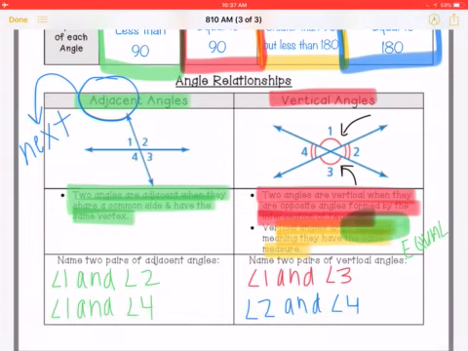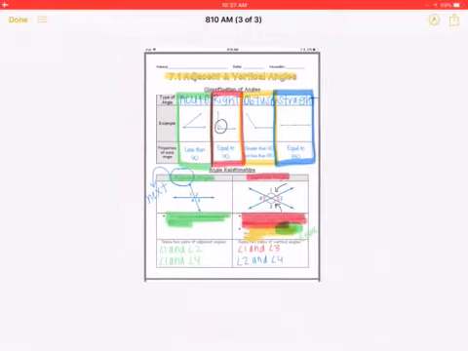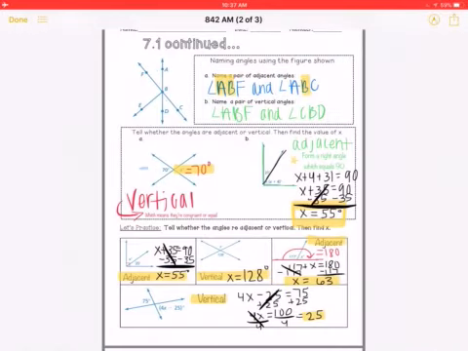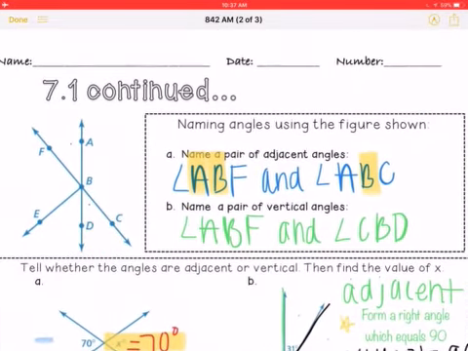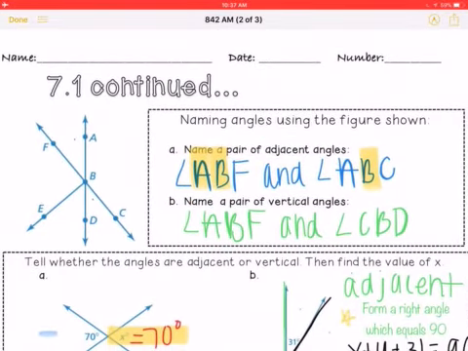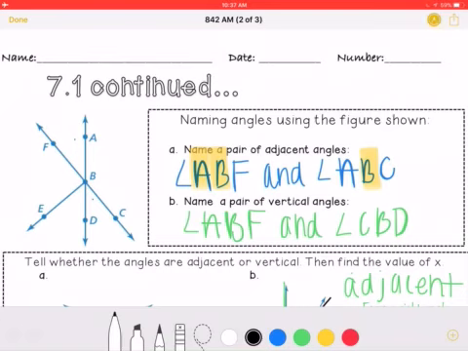Let's keep moving. We're going to continue this lesson. Let's look at this first example here. We're naming angles using this figure shown to the left. Name a pair of adjacent angles and then also a pair of vertical angles. So we have 2 intersecting lines, this line FBC and ABD, and then we have this ray BE just jetting off of those, okay?